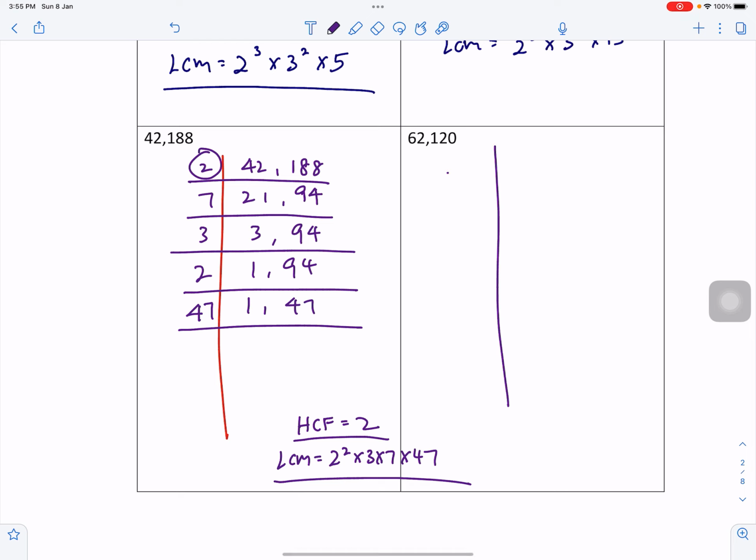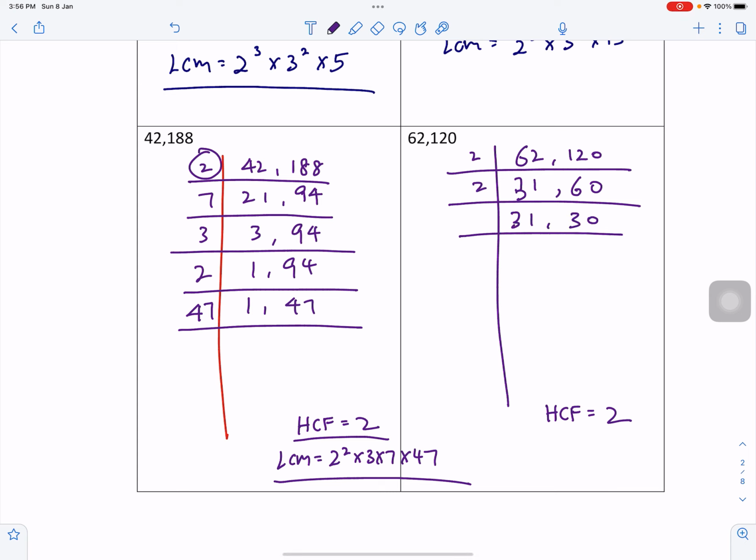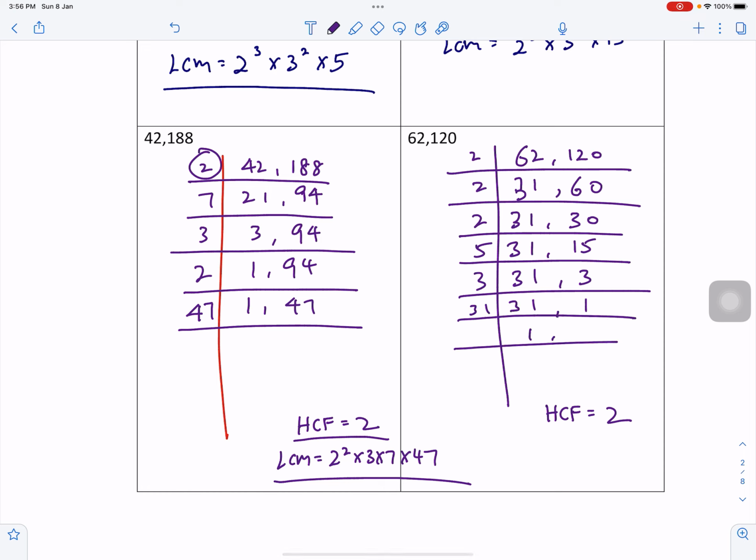And the next one, again, do exactly the same thing. Divide by 2, 31 and 60. You can't divide anymore, so essentially you cannot do anything else. So your HCF over here will be 2. You divide by 2 again, divide by 2 again, divide by 5, divide by 3, and divide by 31, because 31 is a prime number.